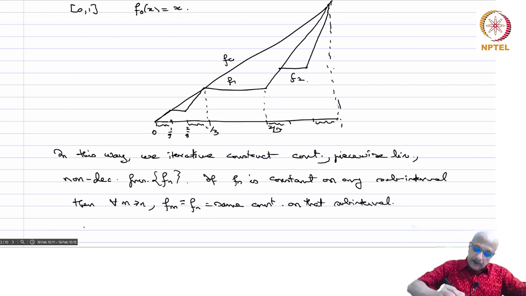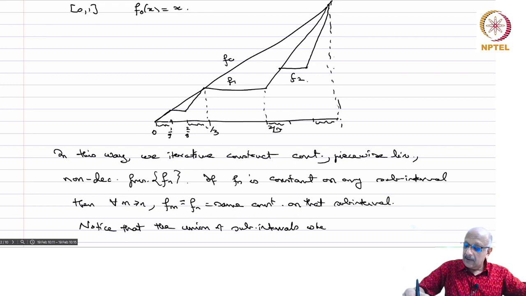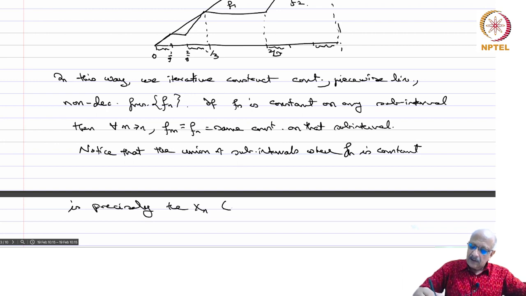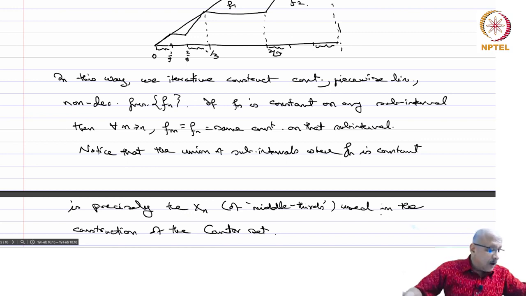Okay, so notice that the union of subintervals where fn is constant is precisely the set Xn of middle thirds used in the construction of the Cantor set. So go back, I'm using the same notation here.